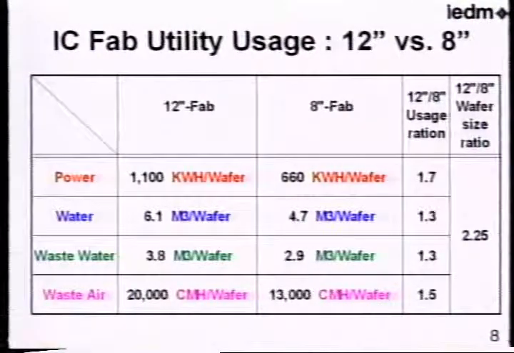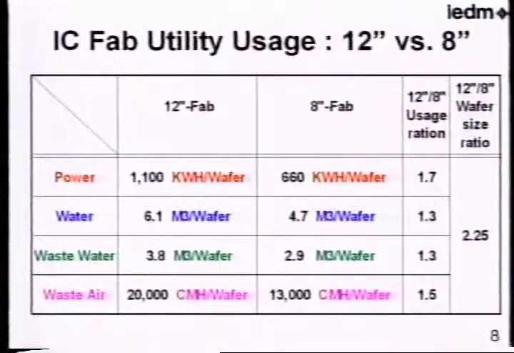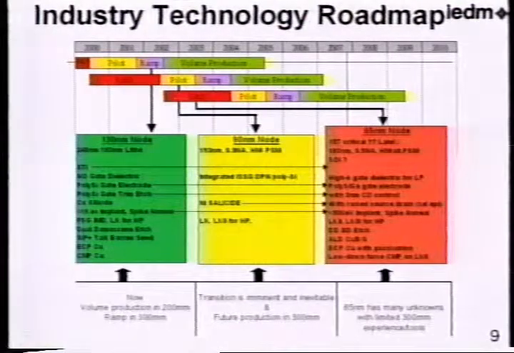Okay, this is the comparison between the utility usage of a 12-inch line versus an 8-inch line. This morning, Intel's paper reported this as well. If you compare power, water, wastewater, and waste air, the 12 to 8-inch ratio is all between 1.3 and 1.7, much lower than the wafer size ratio of 2.25. So everything favors the 300 millimeter.